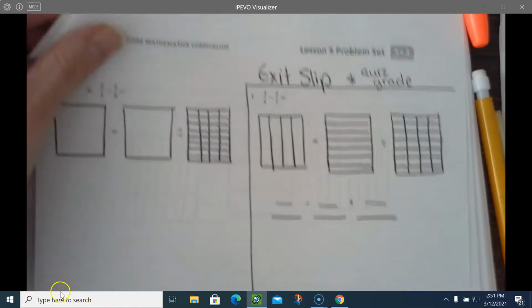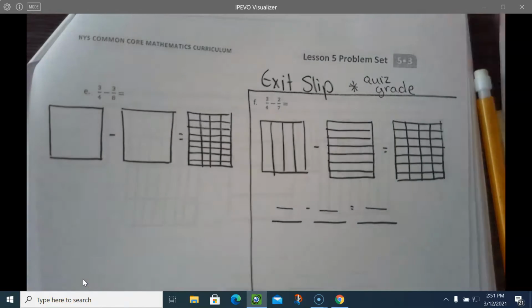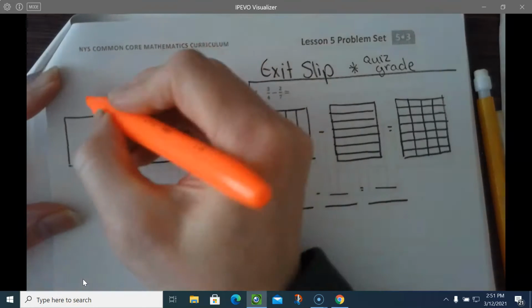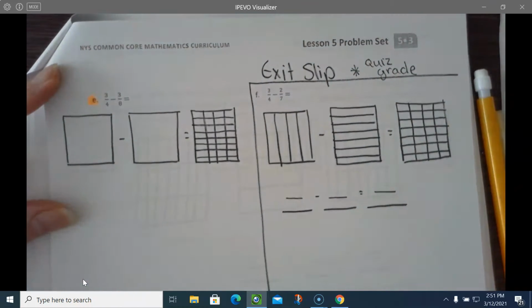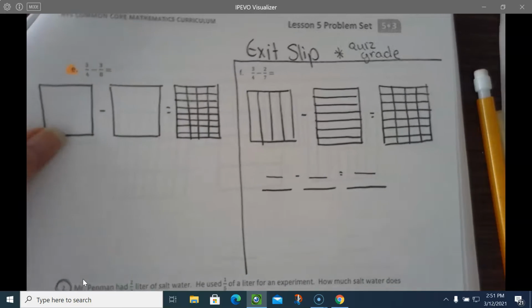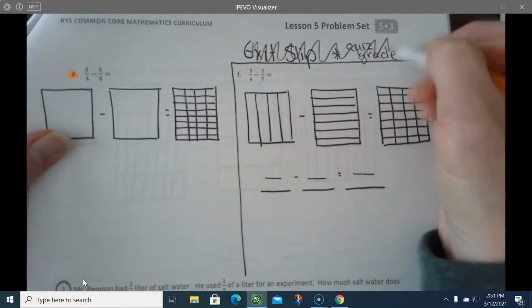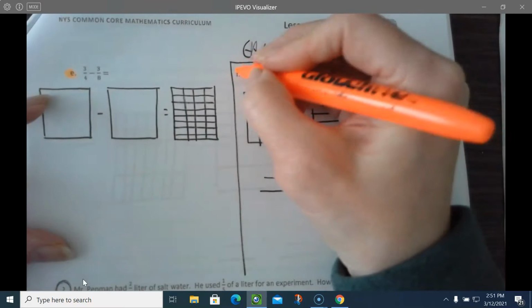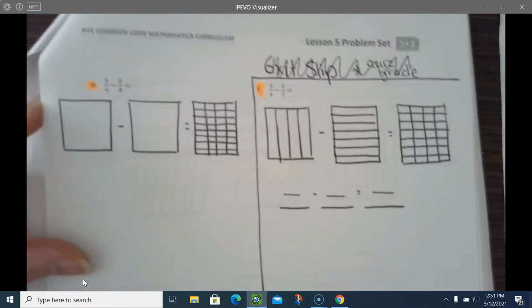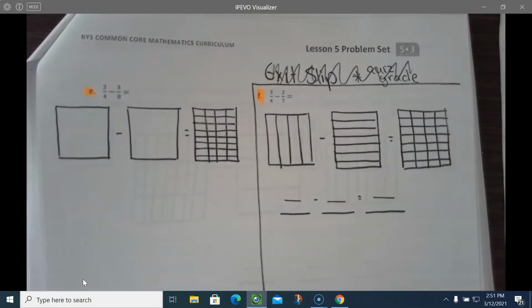All right, as you look at this section right here, you are going to be completing problem E, and ignore the exit slip up here, you are going to be doing problem F. And then you'll be taking pictures of these for Seesaw.